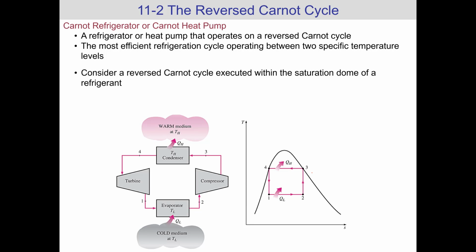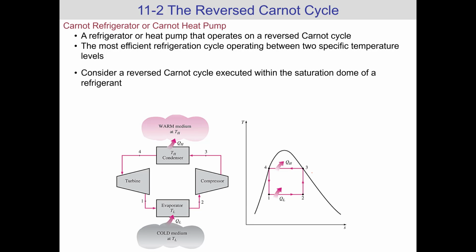A refrigerator or heat pump that operates on a reversed Carnot cycle would be called a Carnot refrigerator or a Carnot heat pump. The most efficient refrigeration cycle operating between two specific temperature levels would be that reverse Carnot cycle.